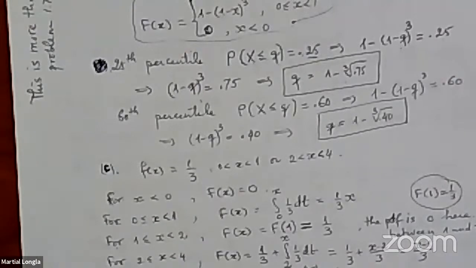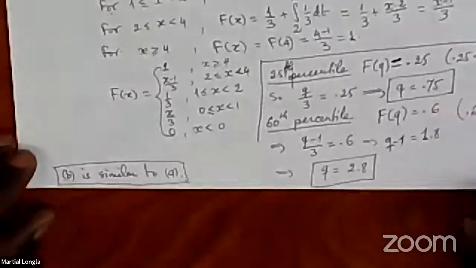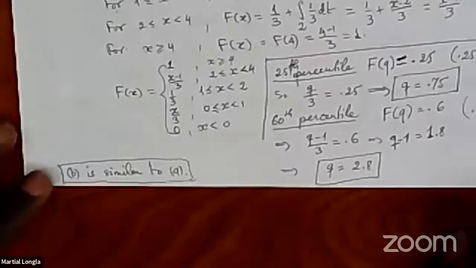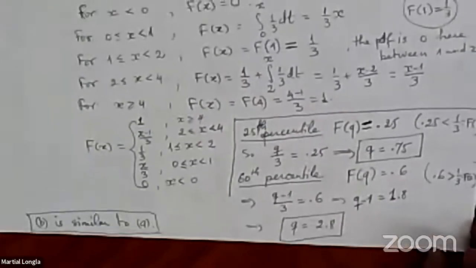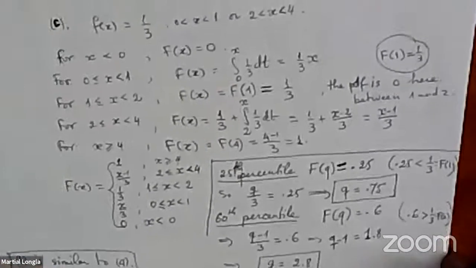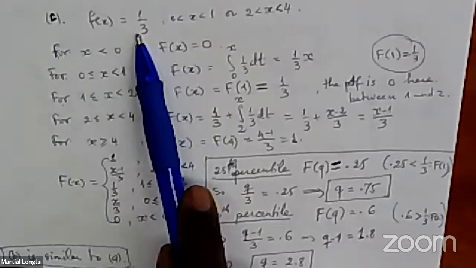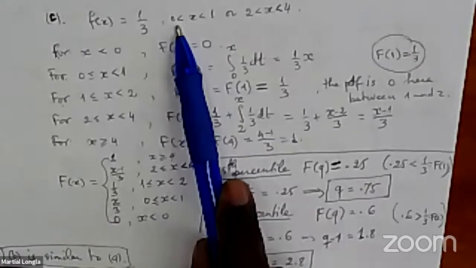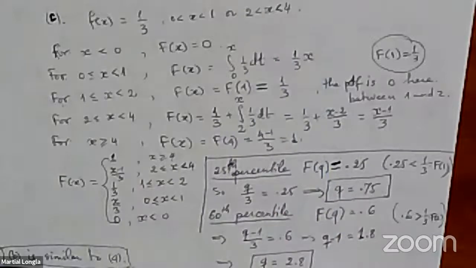So I said, example B is similar to the first one because it's just one interval, so you do it the same way as for A. Now C was different from A and B, so I solved it separately, just to have a density that is equal to 1/3 when X is between 0 and 1, and when X is between 2 and 4. Everywhere else, it's equal to 0.